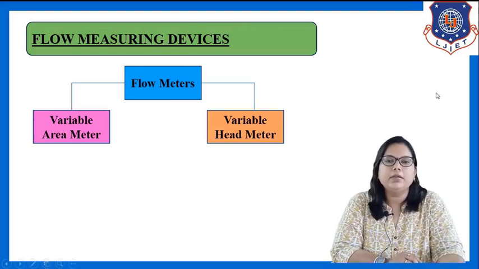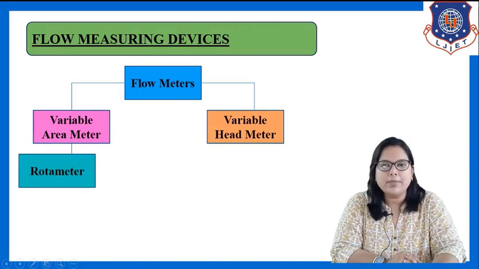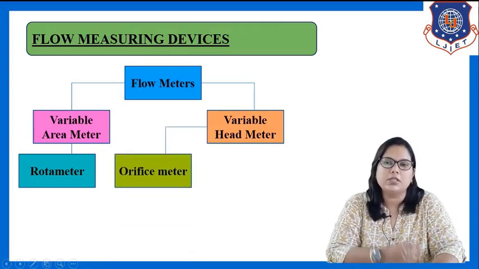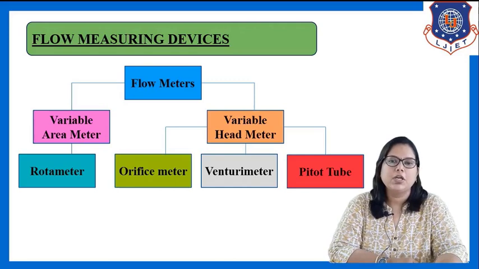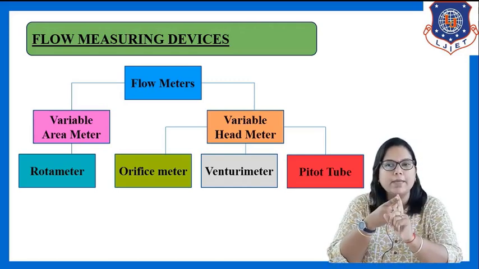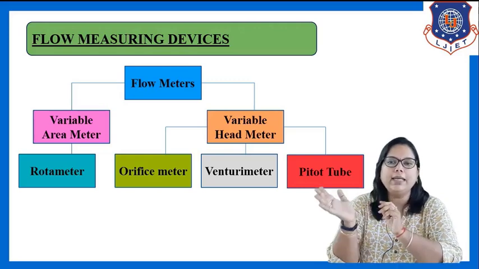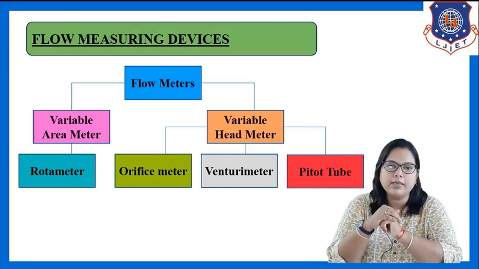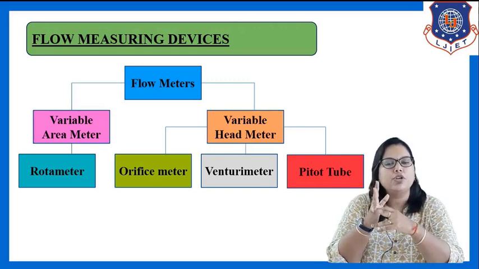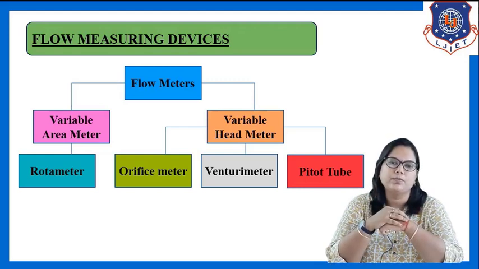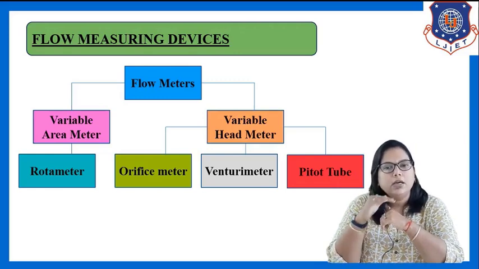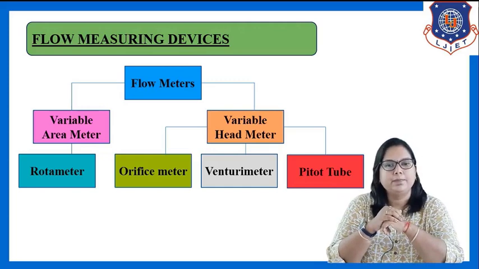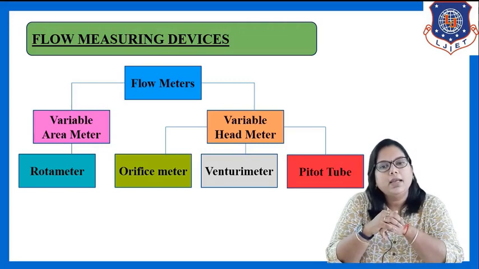In variable area meter, we will see rotameter. The type of variable area meter is rotameter, while the types of head meter cover orifice meter, Venturimeter and pitot tube. So basically, in flow meters there are two types, variable area meter and variable head meter. In variable area meter there is rotameter, and in variable head meter there are orifice meter, Venturimeter and pitot tube. So in this chapter on measuring flowing fluid, we are going to study all these types of flow meters in detail. Let us start with the first, variable head meter.